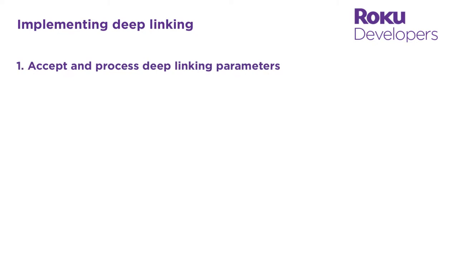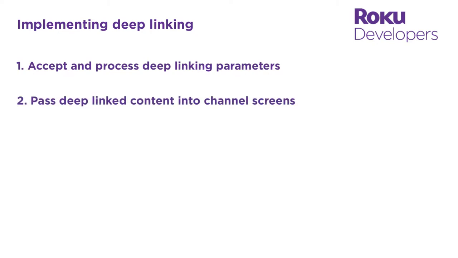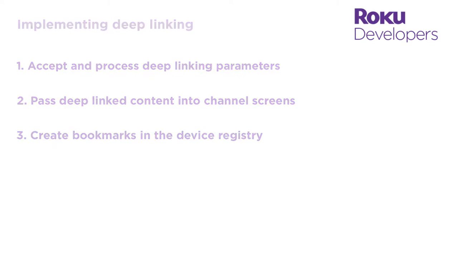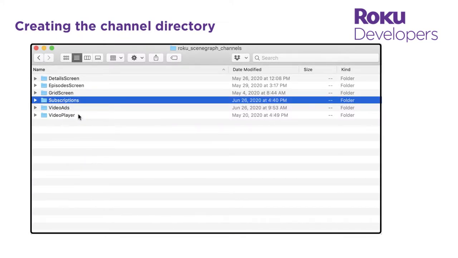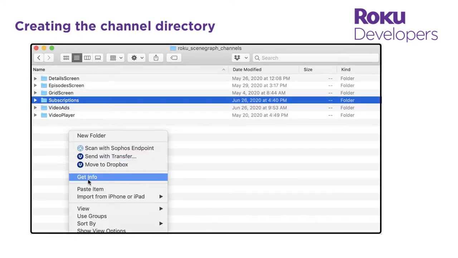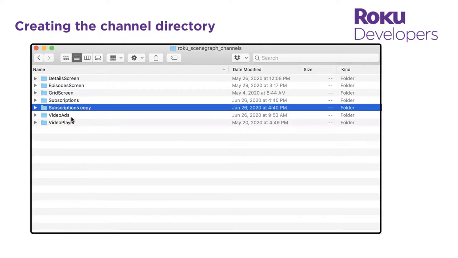We are now ready to integrate deep linking in our channel. This will require us to update a number of files to accept and process deep linking parameters, pass the deep link content to the various screens, and create bookmarks in the device registry and retrieve them. As we always do, let's start by cloning the previous example. So let's copy the subscriptions example, paste it, and rename it deep linking.